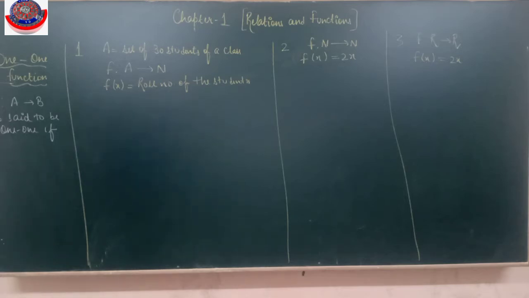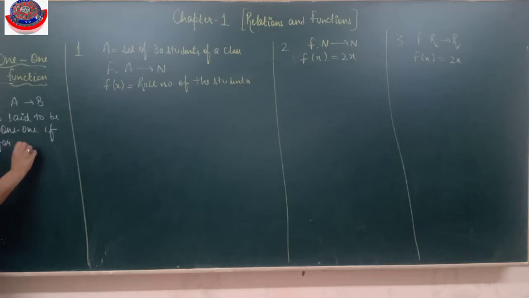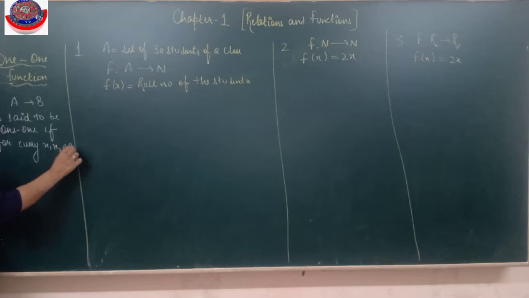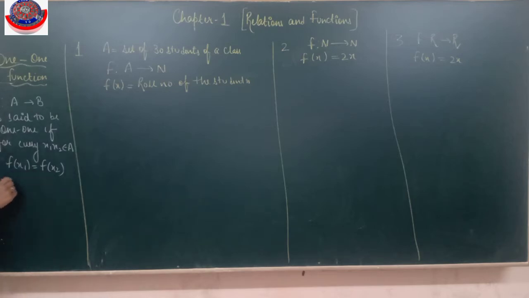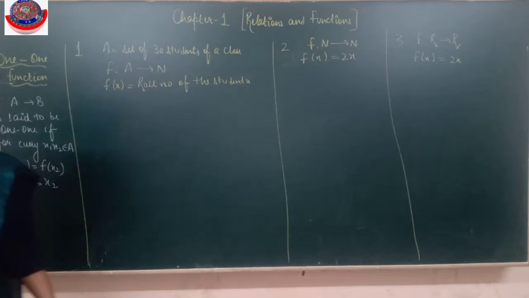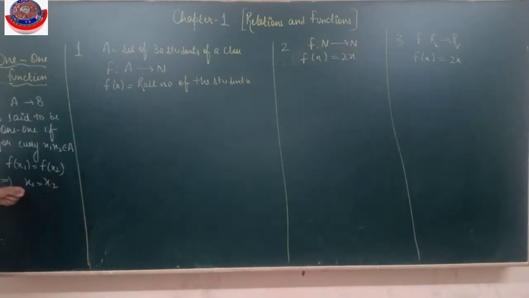If I take two elements in the first set, if some x1 and x2 belong to the first set, and if f of x1 is equal to f of x2, that means if two elements have the same images, and we come to the conclusion that the elements are also the same, then the function is said to be one-one. In proving the questions, we will use this definition.